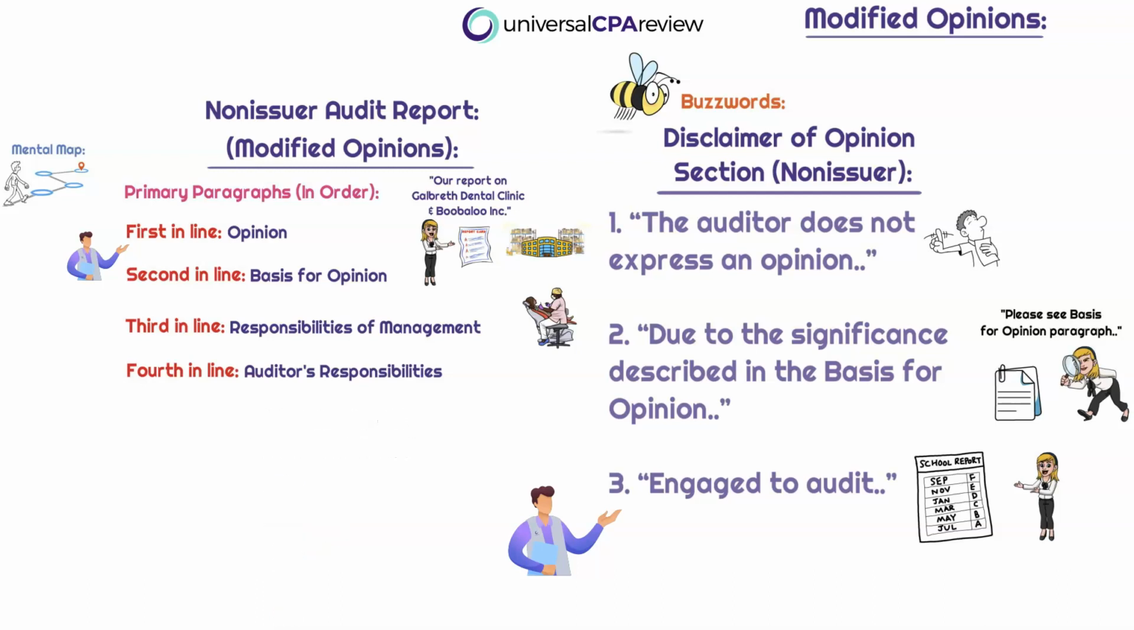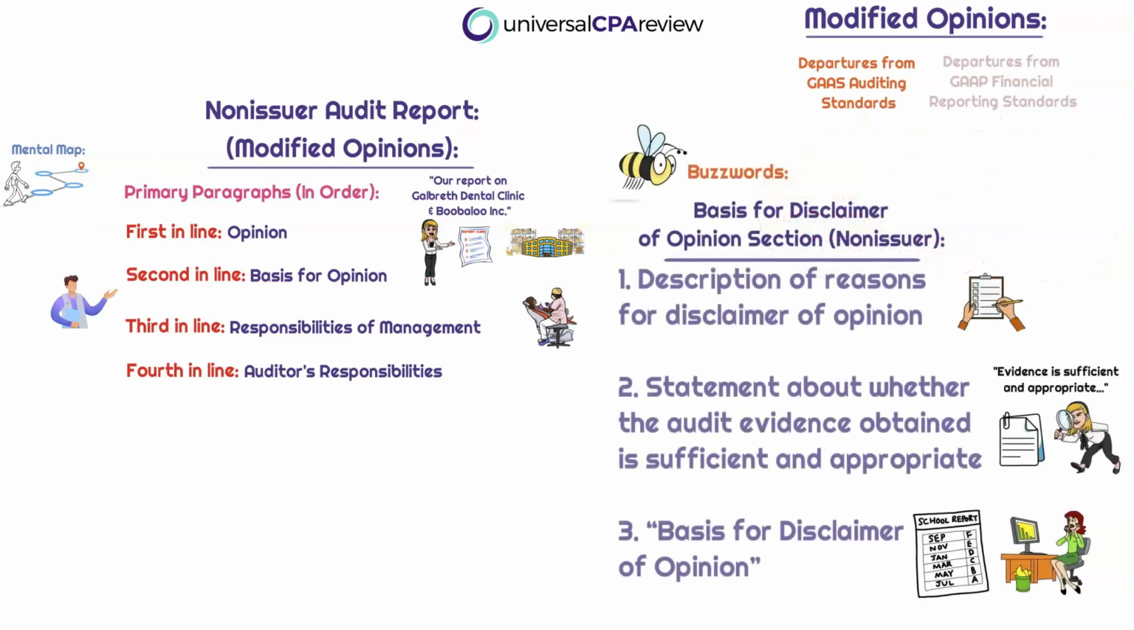Okay, so again, after the opinion section, we're going to have a basis for our disclaimer of opinion. So we're going to have to title this the basis for disclaimer of opinion, but we also need to make specific references. Here we're going to describe the reasons for the disclaimer of opinion, the reasons why we were not able to obtain sufficient appropriate audit evidence. We're also going to make reference to the auditor responsibility paragraph. The AICPA wants us to include a reference to where the auditor's responsibilities are described. If we're not going to do that, we need to include a statement about whether audit evidence obtained is sufficient and appropriate to provide a basis for the auditor's opinion.